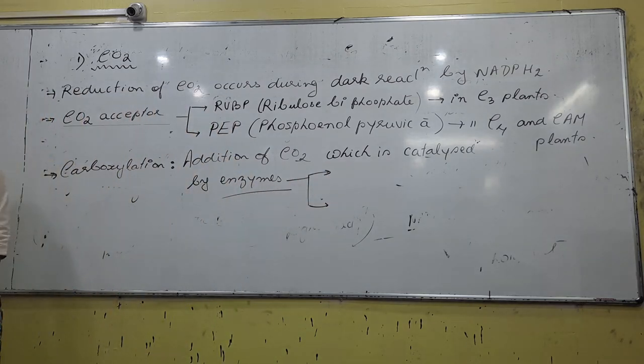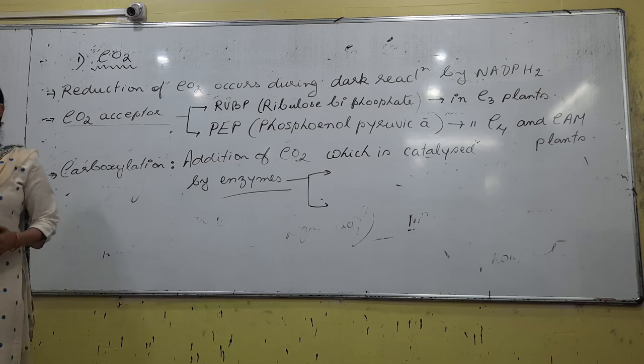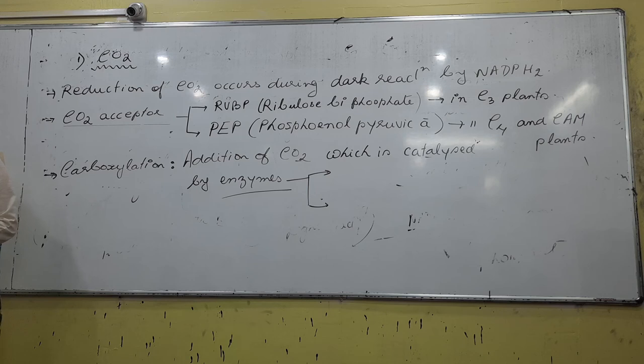Two molecules, RUBP and PEP. Some plants are RUBPase, some plants are PEPase. What will they do? They will take in the carbon dioxide.